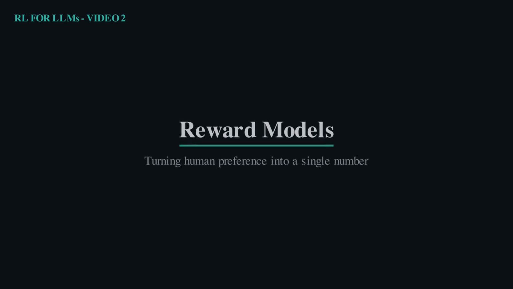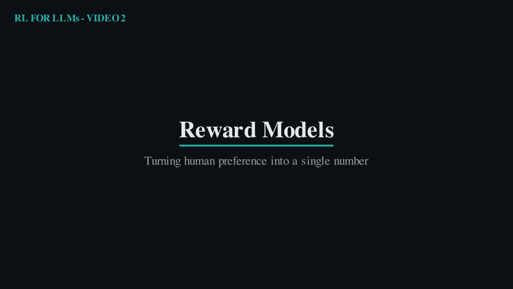Welcome to this standalone explainer on reward models. Our goal today is to take something fuzzy, human taste, and turn it into a single number a computer can optimize. This is the piece that makes reinforcement learning from human feedback possible. Without a number to push on, there is nothing to optimize.